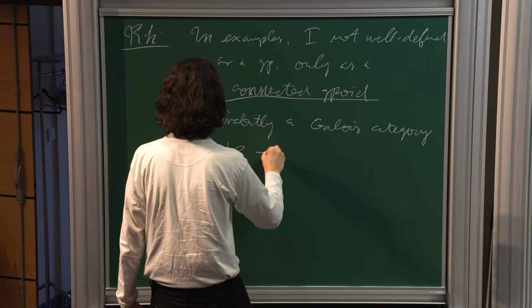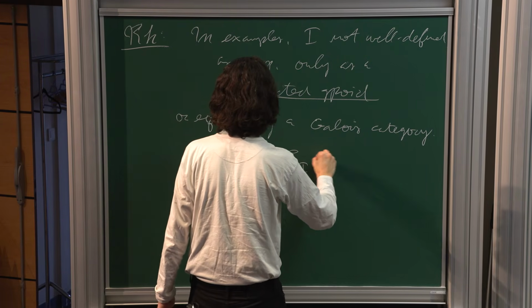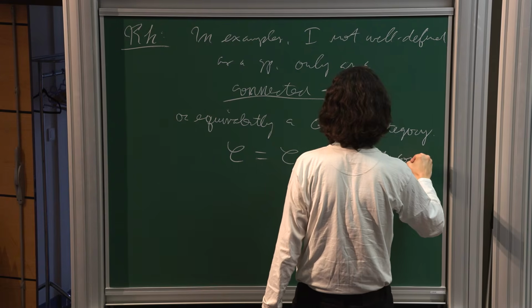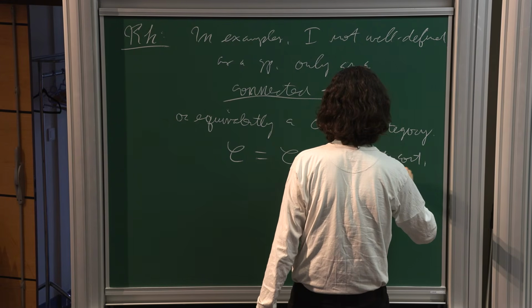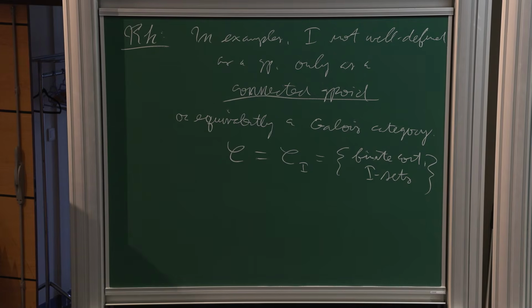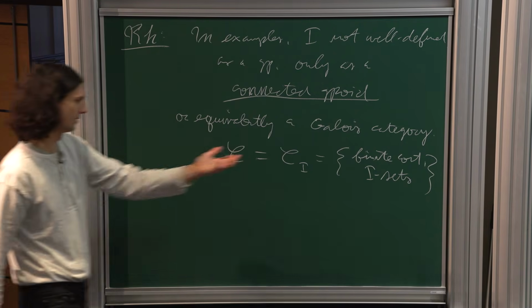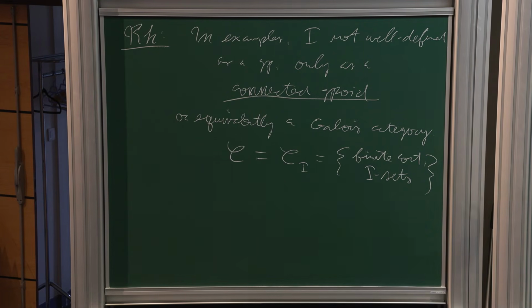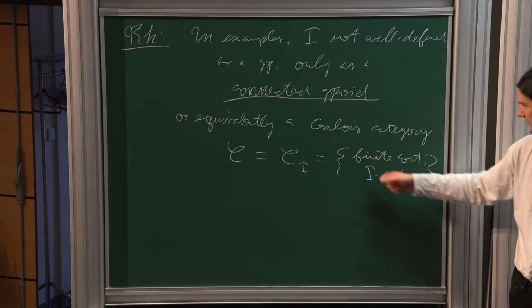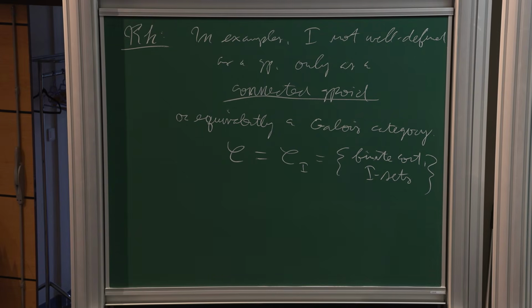So C would be C gamma, which is the category of finite continuous gamma sets. So kind of in Galois theory, this is the only thing that's ever really relevant anyway. The group itself, we only care about through its representations, and more specifically through its actions on finite sets.